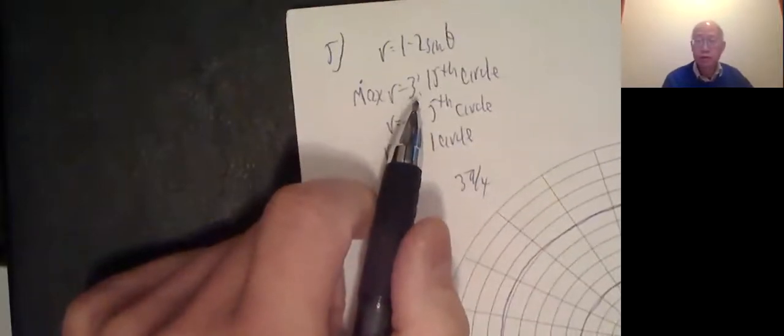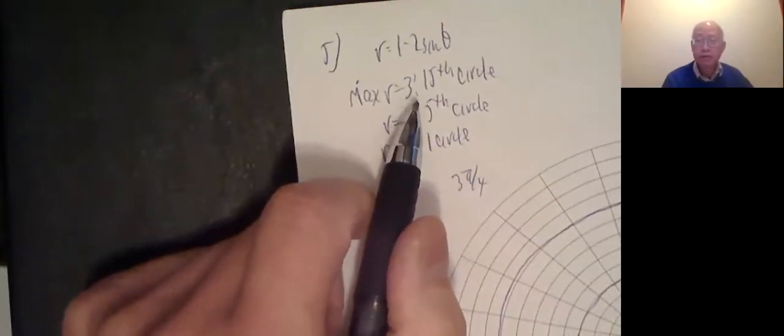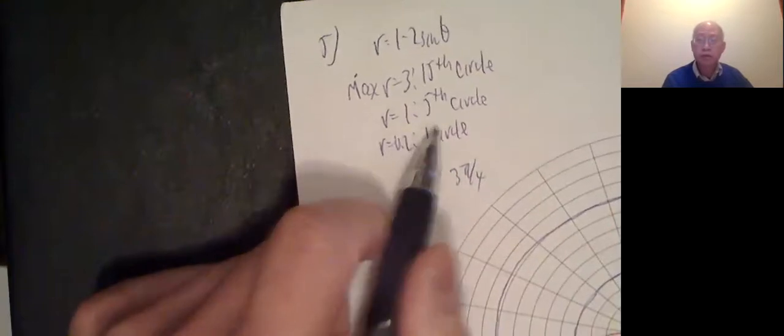Number 5 is the polar graph. r equals 1 minus 2 sine theta. Maximum r is 3. I used the 15th circle. You can use the 12th circle also, but I would not allow just 3 circles. It's not using the graph paper efficiently. r equals 1 is the 5th circle. r equals 0.2 is 1 circle.